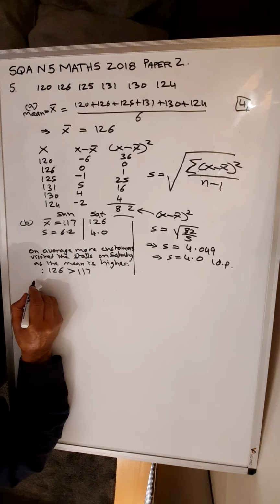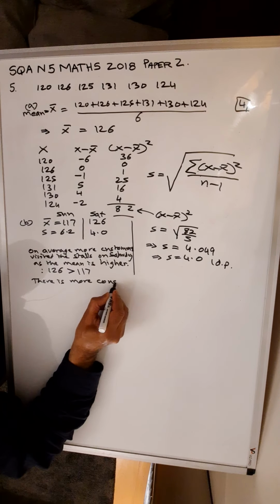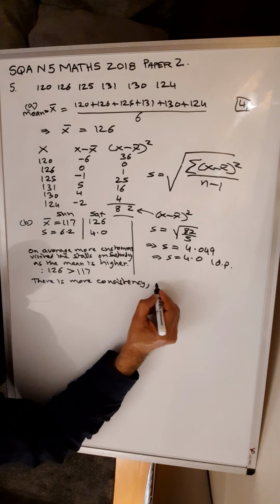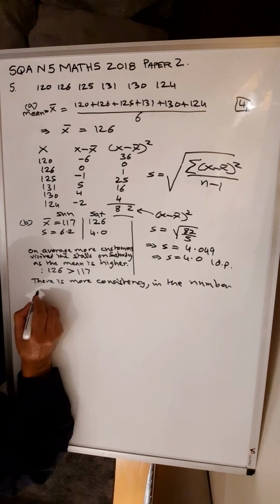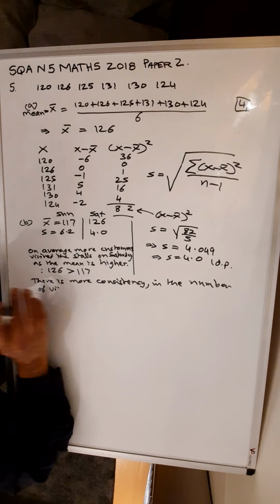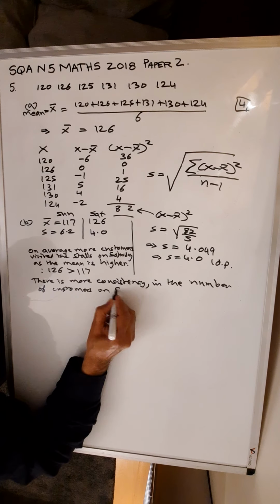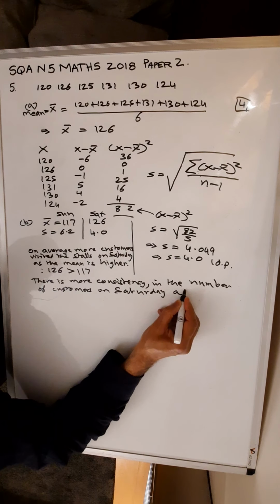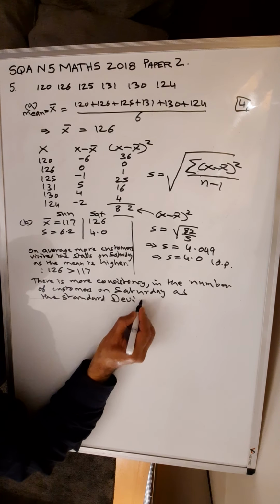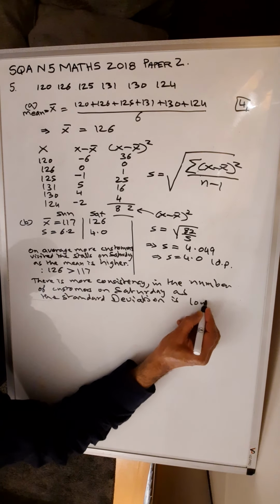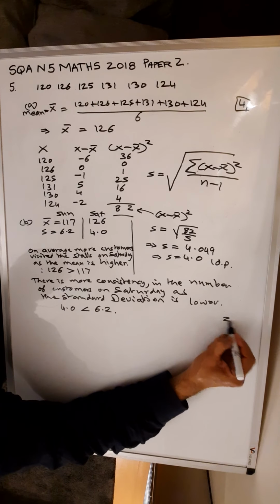Then for the standard deviation, there is more consistency in the number of customers on Saturday as the standard deviation is lower. And then you need to use the figures you found, so 4.0 is less than 6.2. And for that, you would get your 2 marks for part B.